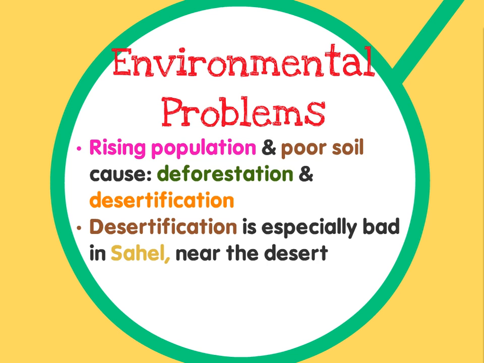And slash and burn agriculture results in deforestation. People cutting down trees for firewood. That's actually a very, very large cause of deforestation. People simply cutting down trees for firewood for fuel. So we see a lot of deforestation and desertification.